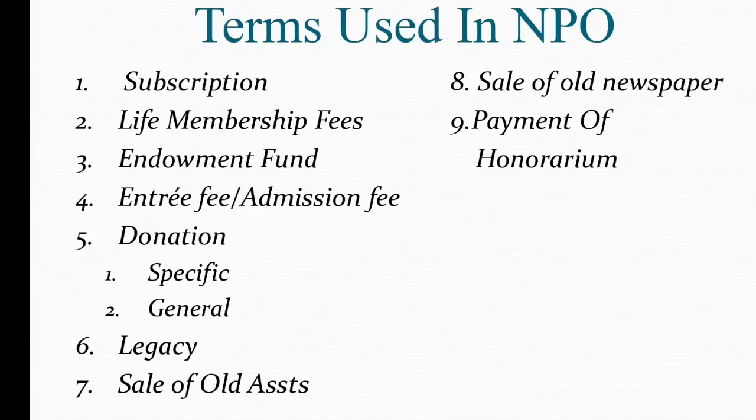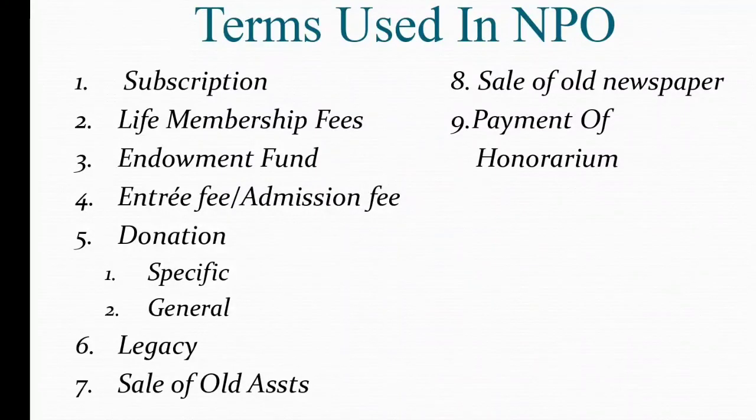Next is sale of old newspapers. Sale of old newspapers is a revenue nature item because it is done on a regular basis. So any receipts from the sale of old newspapers are a revenue nature item and are to be shown on the credit side of the income and expenditure account.